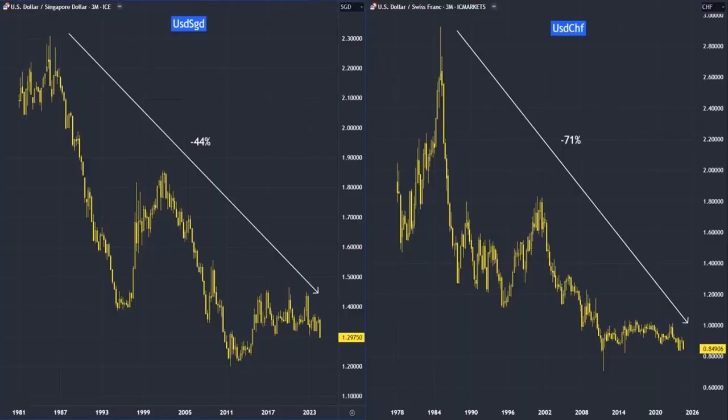Before the recent weakness, was the US dollar always that strong? That depends on which currency you are comparing it with. Over the past decades, the US dollar has depreciated by 44% against the Sing dollar and a whopping 71% against the Swiss franc. The following example will provide us insight into the US dollar's overall direction.